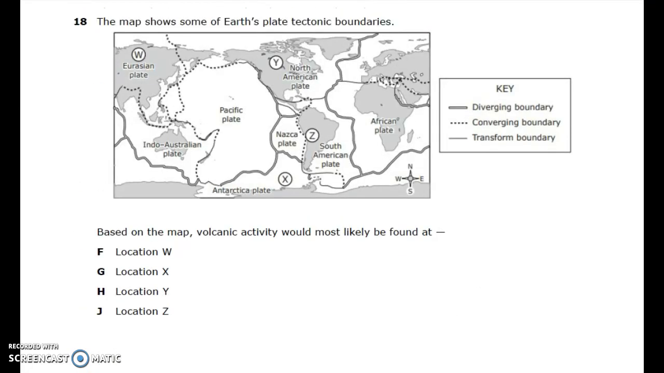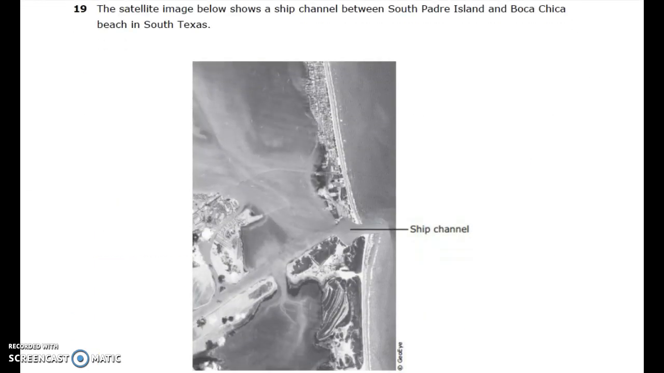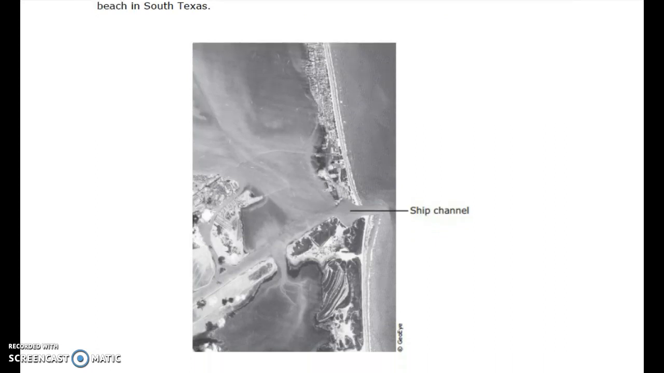Number 18. The map shows some of Earth's plate tectonic boundaries. Based on the map, volcanic activity would most likely be found at F. Location W, G. Location X, H. Location Y, J. Location Z. 19. The satellite image below shows a ship channel between South Padre Island and Boca Chica Beach in South Texas.